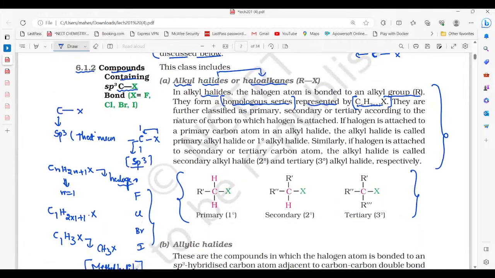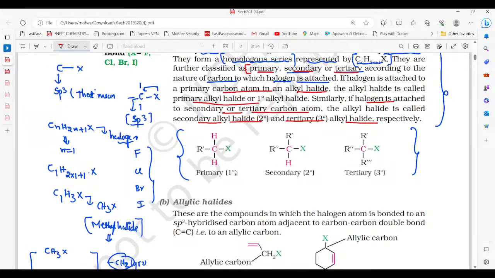And the next point, they are further classified as primary, secondary, and tertiary according to the nature of the carbon to which the halogen is attached. Depends upon how the halogen is attached to the carbon, they will be classified as primary, secondary, and tertiary. This concept will be explained by the below example. If halogen is attached to a primary carbon atom, the alkyl halide is called a primary alkyl halide. If halogen is attached to a secondary or tertiary carbon atom, it is called a secondary alkyl halide or tertiary alkyl halide. Now let us try to understand what we mean by primary, secondary, and tertiary alkyl halides.